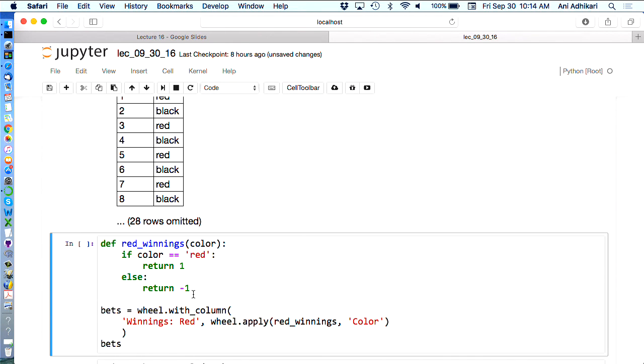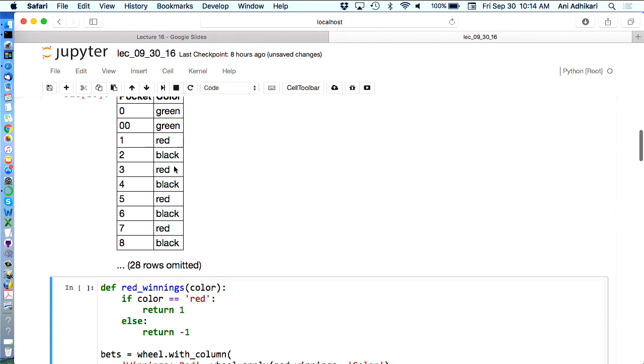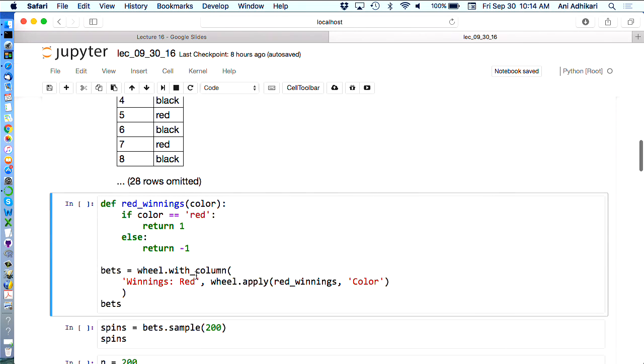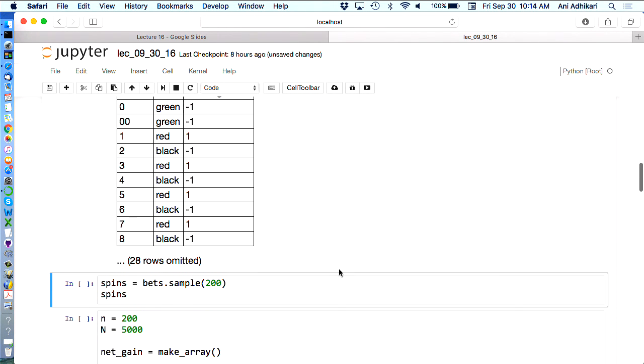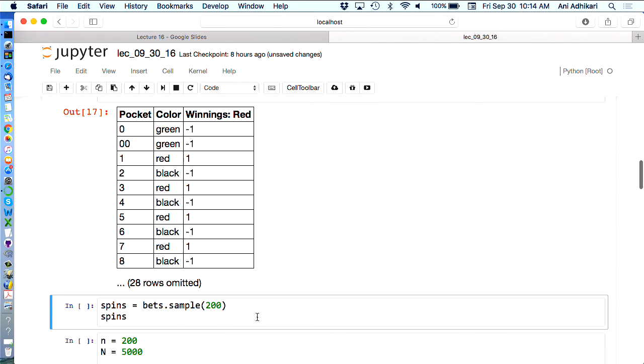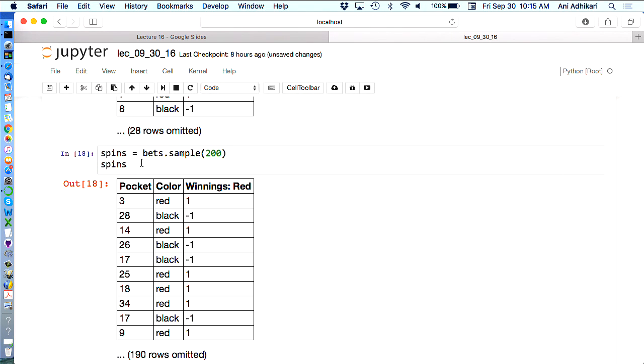Okay, so we defined the function that just says for each of these colors what the winnings are, and we put those in a table. Nothing random yet. It's still the 38 pockets labeled not only by the color but by what you would win if you were betting on red. And then we, okay, so I want to take a look at this. What happened here?